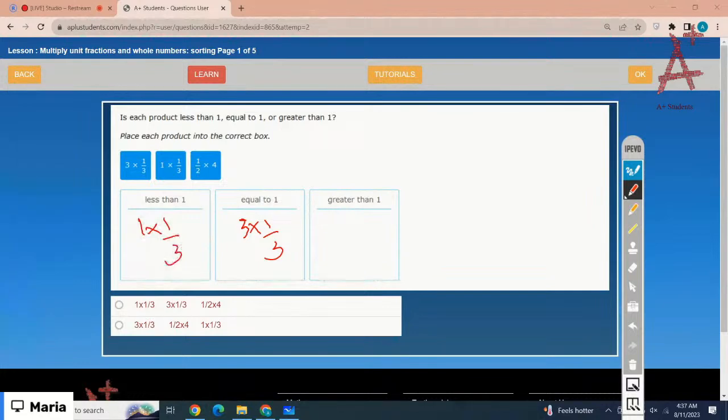Then you have to do 4 times 1 over 4. So 4 times 1 over 4 is 4 over 2, and that equals greater than 1, right?